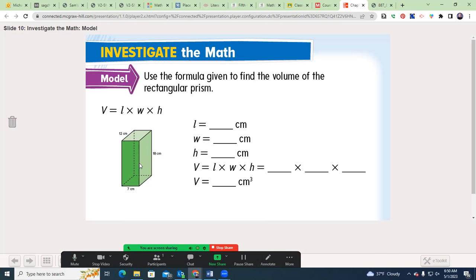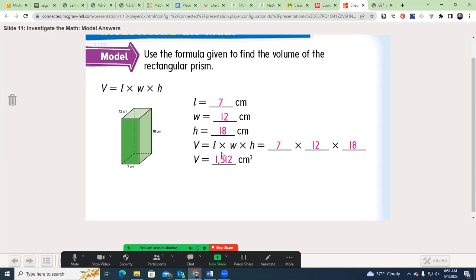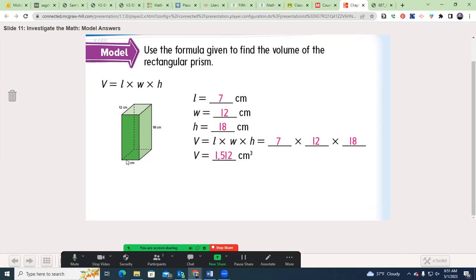I can start picking the numbers out. Do we go 7 and 12? You could, but either way, you're going to want to make sure all three numbers get in here. Most likely the tall side we always make the height, but it doesn't have to be that way. I'm going to fill these in here. So you can see our length is 7, our width is 12, and our height is 18.